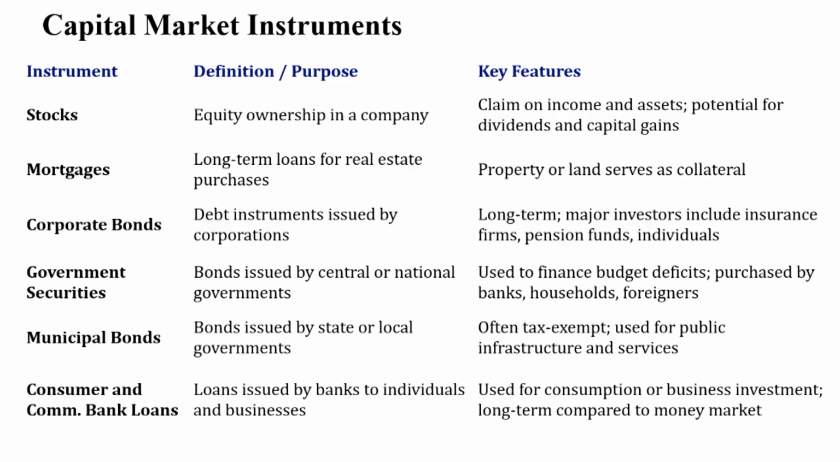Number one, stocks, which I already mentioned. Stocks represent equity ownership in a company. When you purchase a stock, you essentially become a part owner of that company. Investors can earn returns through dividends and capital gains. Stocks carry higher risk but also higher potential returns compared to debt instruments.